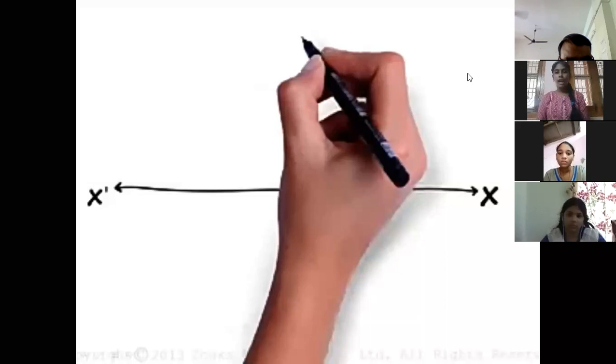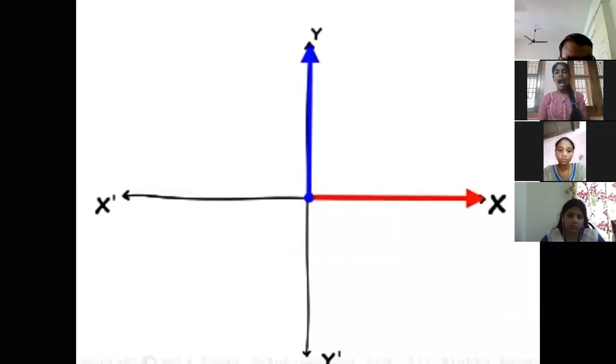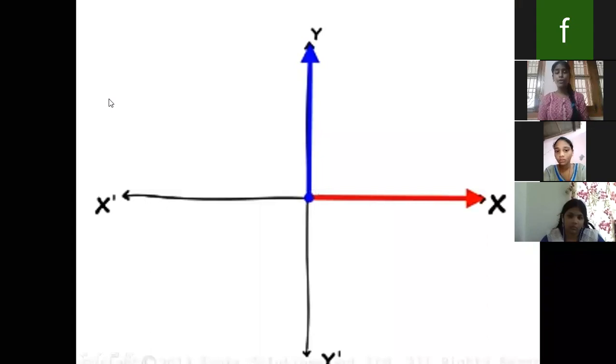Cartesian coordinate system. First, we need to draw a horizontal line, name it as x dash and x. And now draw a vertical line and name it as y dash and y. Up to now we have seen only one side of the y-axis and another side of the x-axis. Now we are going to see about the total plane.